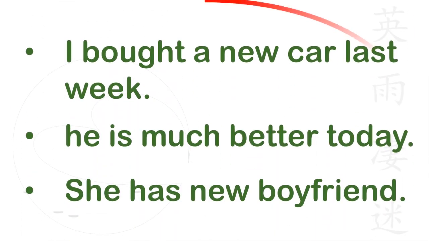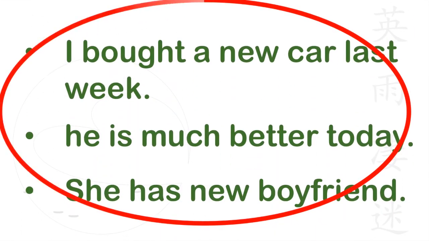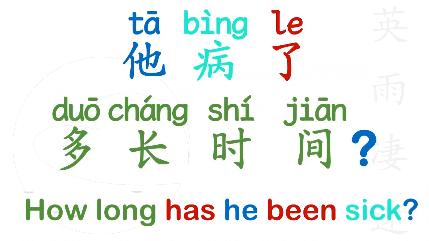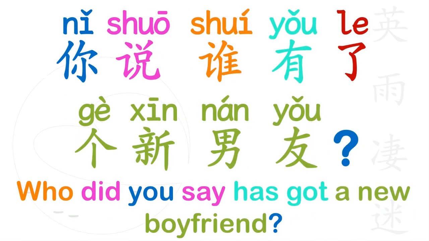These are largely the only scenarios where le is used for past events. There may be follow-up questions such as 花了多少钱? How much did it cost you? 他病了多长时间? How long has he been sick? 你说谁有了个新男友? Who did you say has got a new boyfriend?